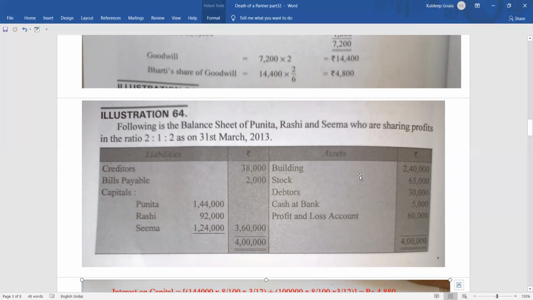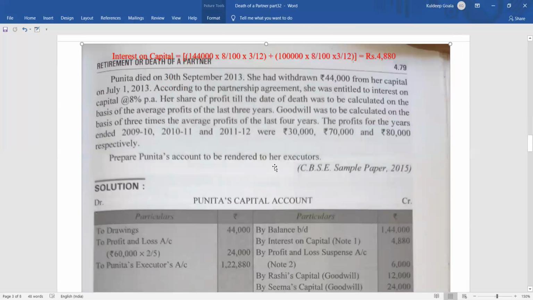The current year's profit is 60,000. It is not profit actually. It is on the asset side. That means it is a loss. Okay, the accumulated loss. It is the current year's loss of 60,000. In the previous 3 years, it was a profit of 30,000, 70,000, and 80,000. Clear? So we can find out both the average profit, Punita's share of profit, as well as goodwill.